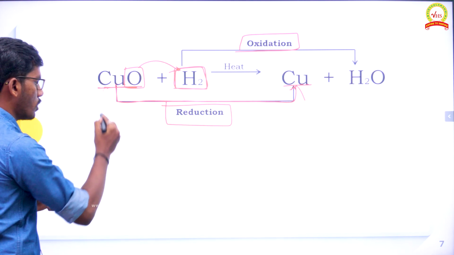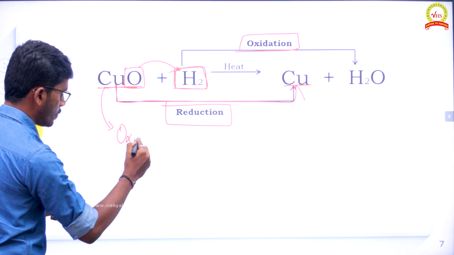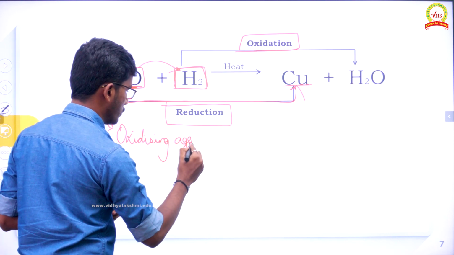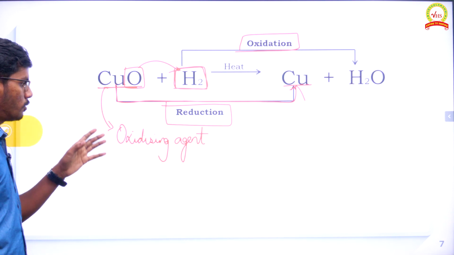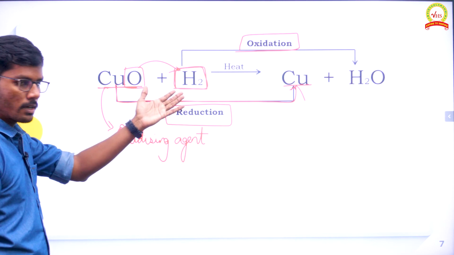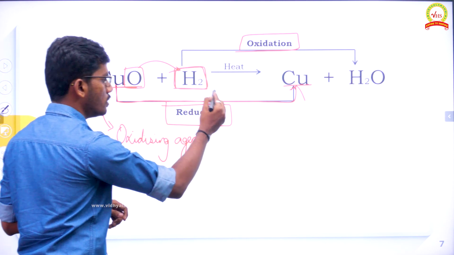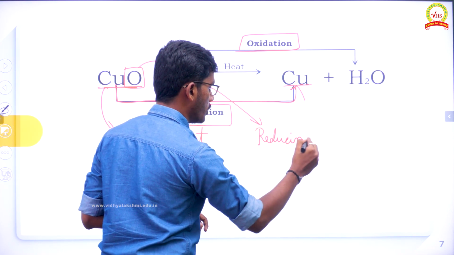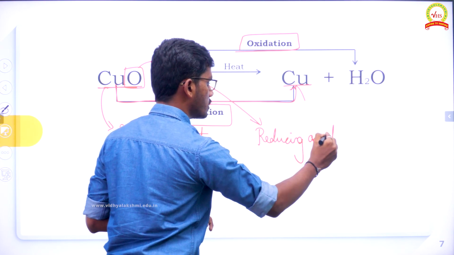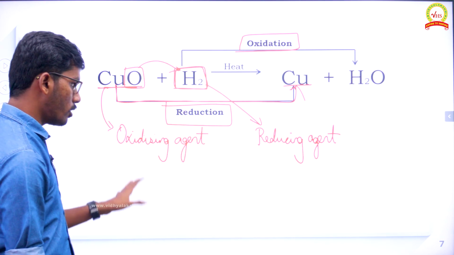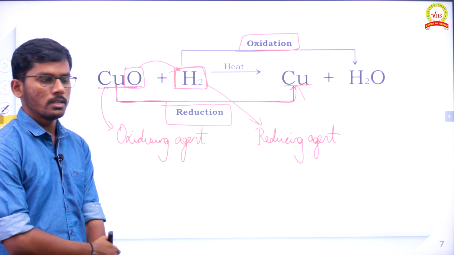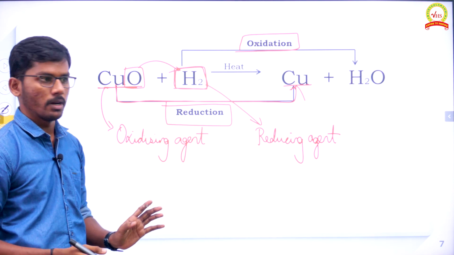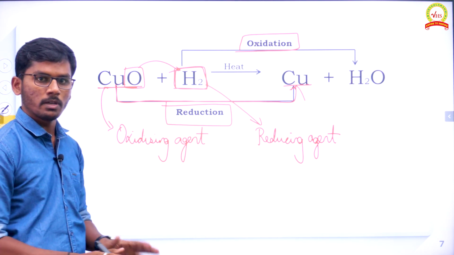So we can call copper oxide as an oxidizing agent. Am I right? So if this is going to be the oxidizing agent, what is hydrogen going to be? Yes, it is going to be reducing agent. Only if both the agents are involved in a reaction, then that reaction will be called a redox reaction. If only oxidizing agent or only reducing agent is there, then it is not going to be redox. It is going to be either oxidation or reduction separately. But if it is a redox, both the terms will be involved definitely.